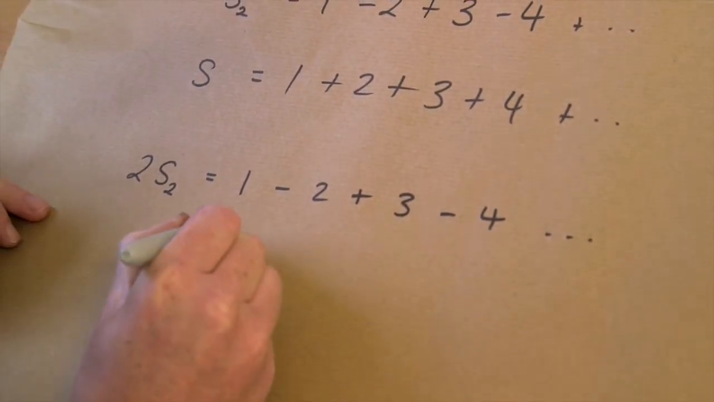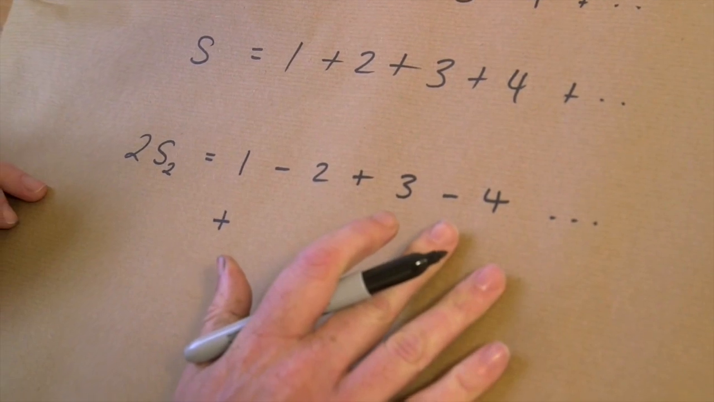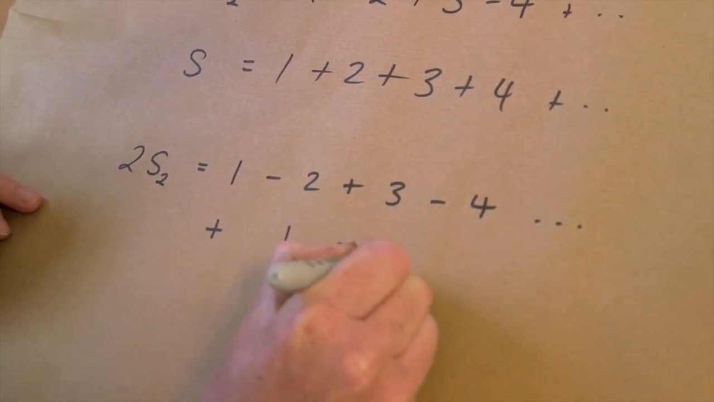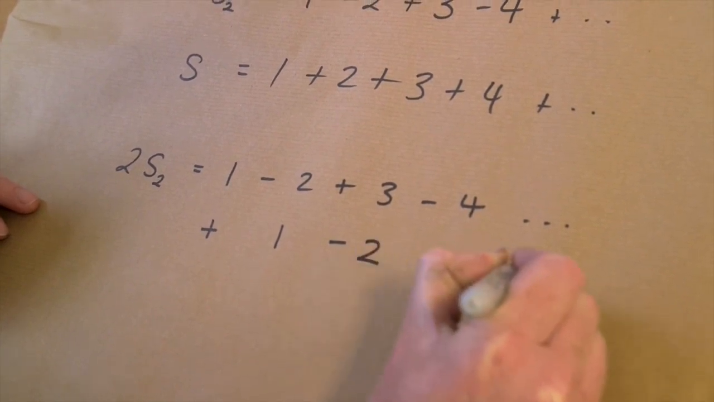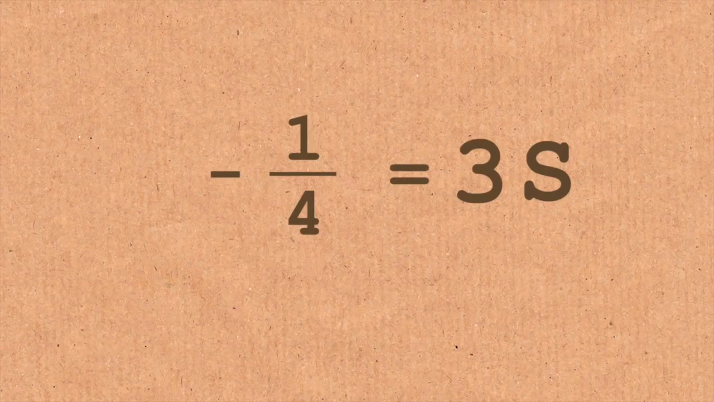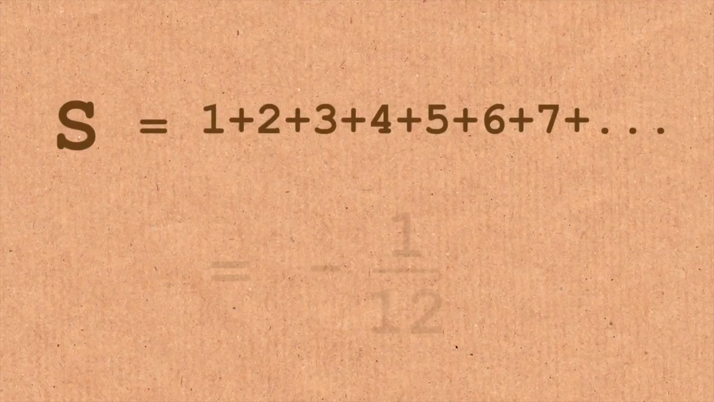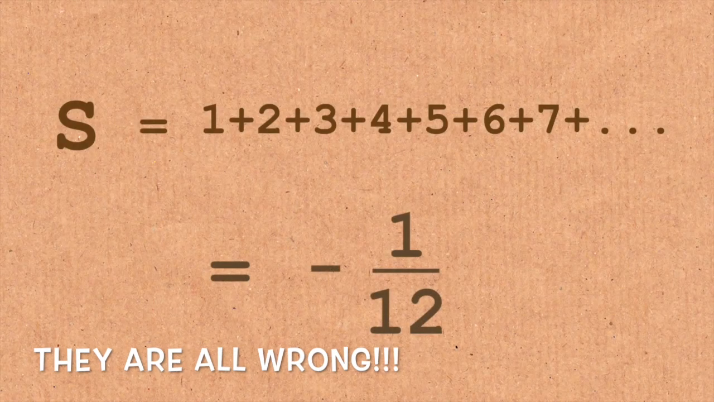And then I'm going to add to it itself, but I'm going to shift it along a little bit. So that's plus 1, minus 2, plus 3, minus 4, which implies that S equals minus a 12. So now do you believe me?